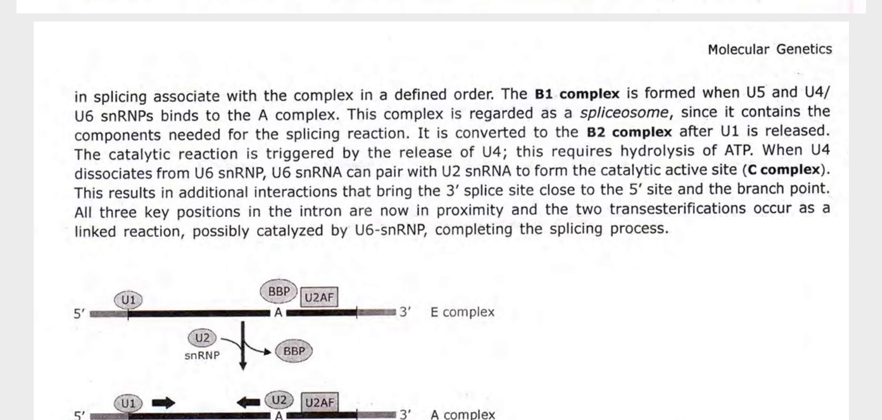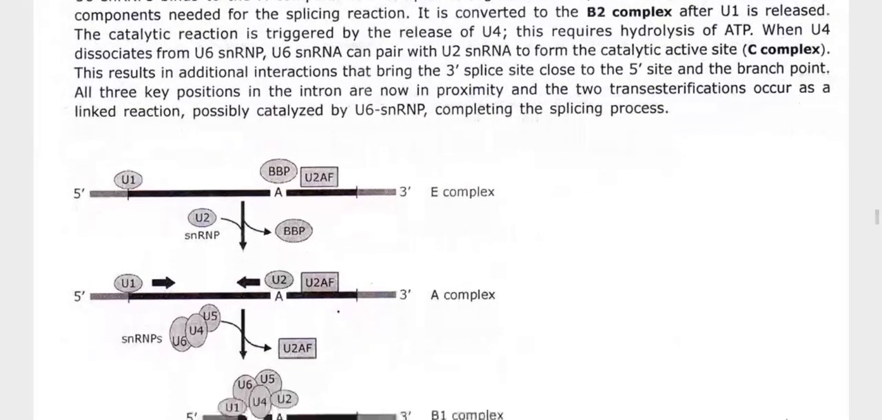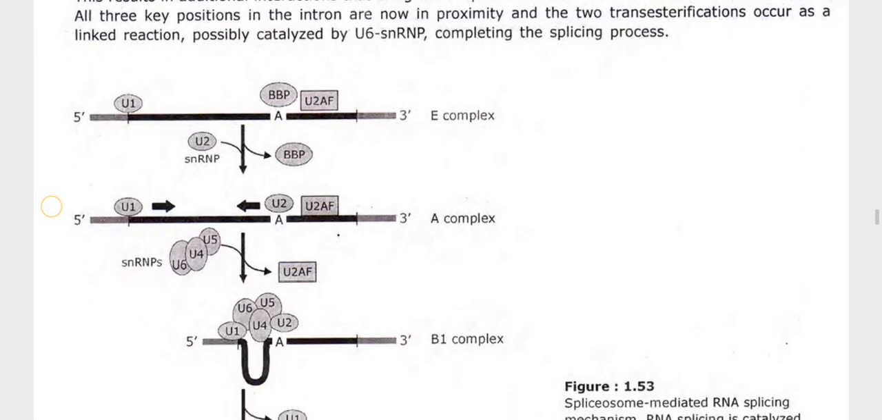When U4 dissociates from U6 snRNP, U6 snRNA can pair with U2 snRNA to form a catalytic active site, the C complex. This results in additional interactions that bring the 3' splice site close to the 5' site and the branch point. All three key positions in the intron are now in proximity for the transesterification to occur as a linked reaction, possibly catalyzed by U6 snRNA, completing the splicing process.